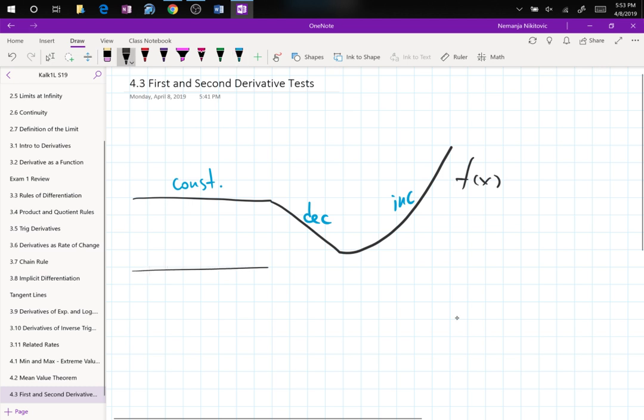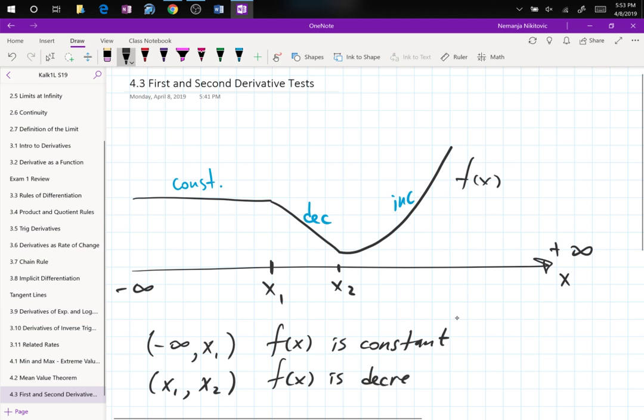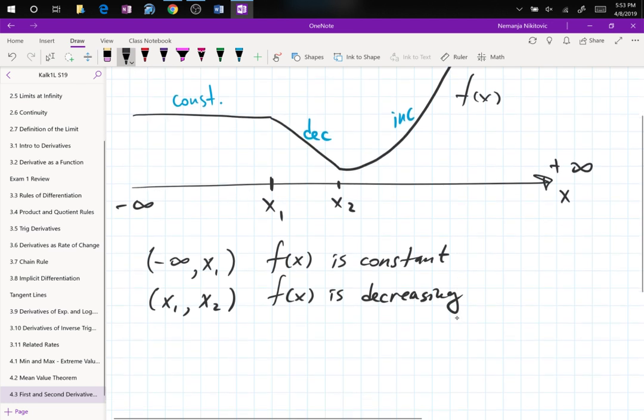And now all of that happens along the x-axis with some intervals. So let's call this x1, let's call this x2. We have negative infinity and positive infinity. Looking at this graph, just using eyes, we can say that from negative infinity to x1, f of x is constant. Then from x1 to x2, f of x is decreasing. And from x2 to positive infinity, f of x is increasing.